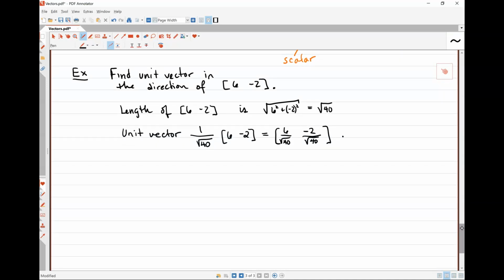And this formula, this basic idea, works in any number of dimensions. So in any number of dimensions, the unit vector pointed in the direction of vector a is always equal to 1 over the length of a, that's giving us that scalar, times the vector a itself. So that's unit vectors.